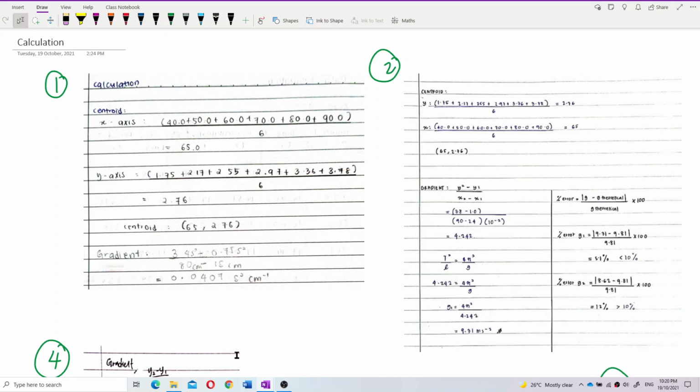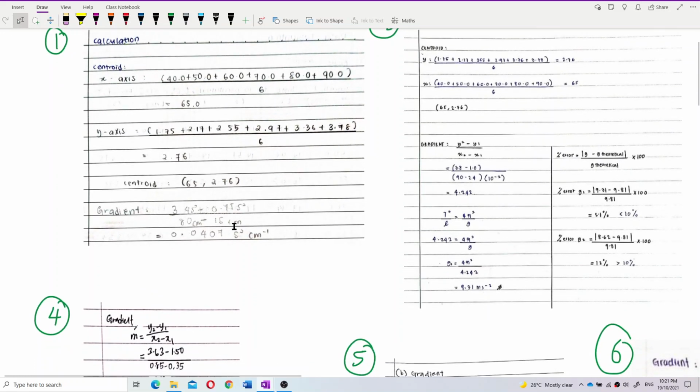Okay, now I want to talk about some common mistakes done by students. We look at the calculation part, the calculation part by several students here. So look at the first one. What are the mistakes done?